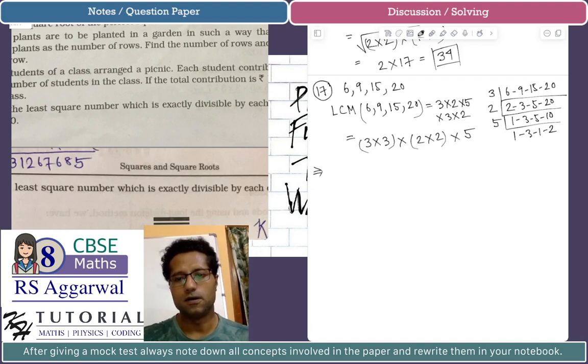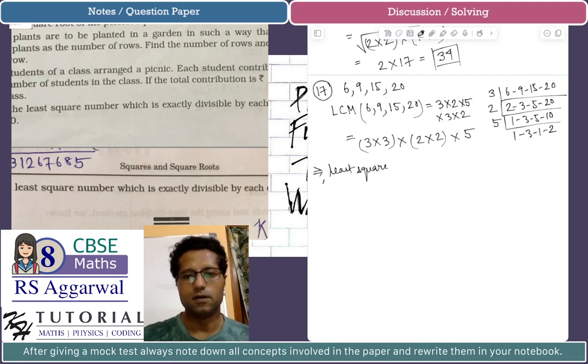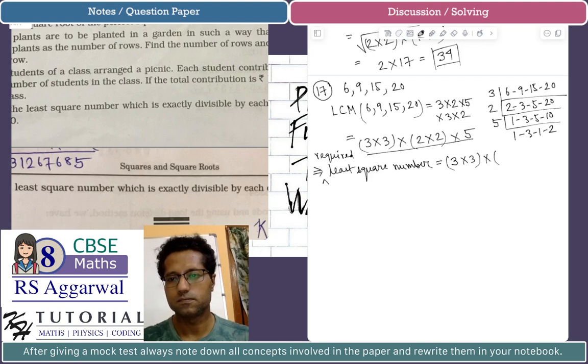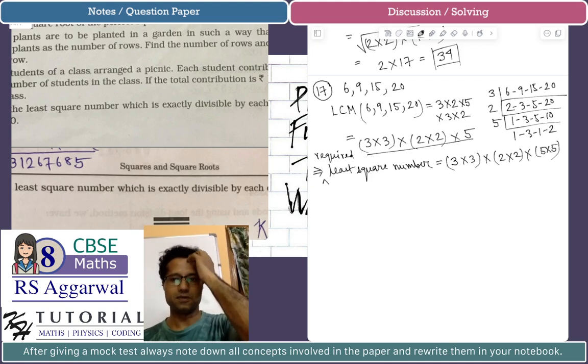So this implies the least square number required, that is divisible by 6, 9, 15 and 20, will be obtained by multiplying the LCM by 5. If we multiply this with another 5, whatever that value is, we can express it as pairs of equal prime factors.